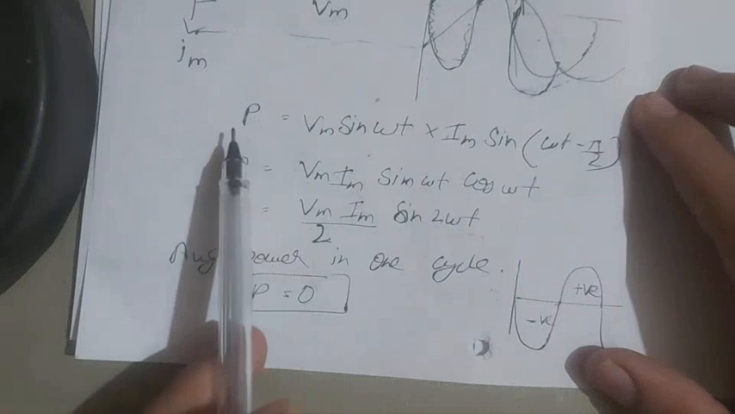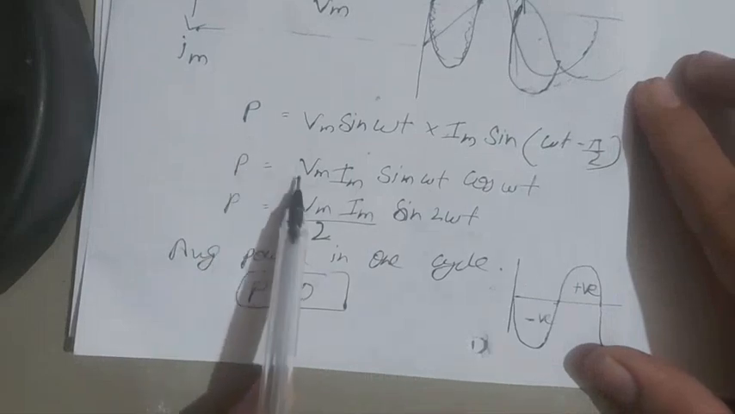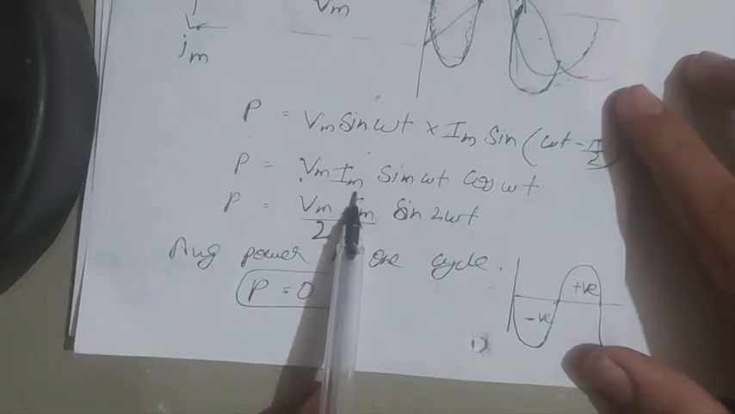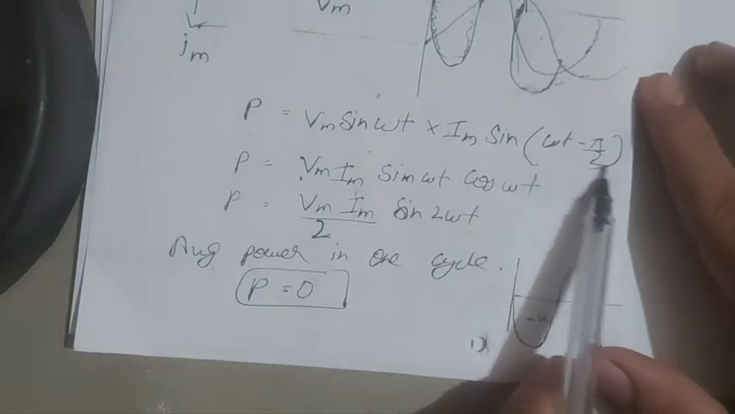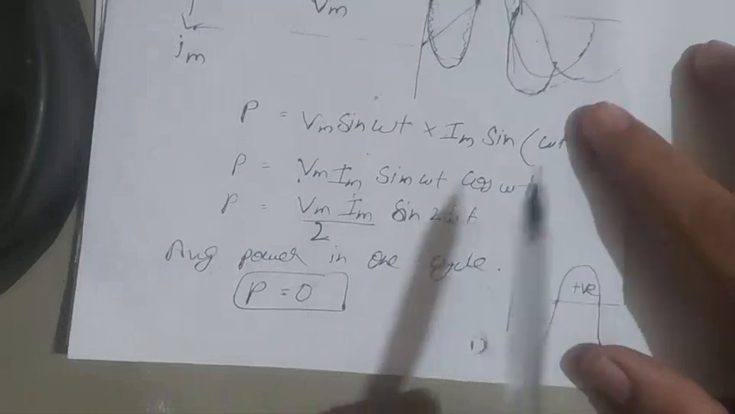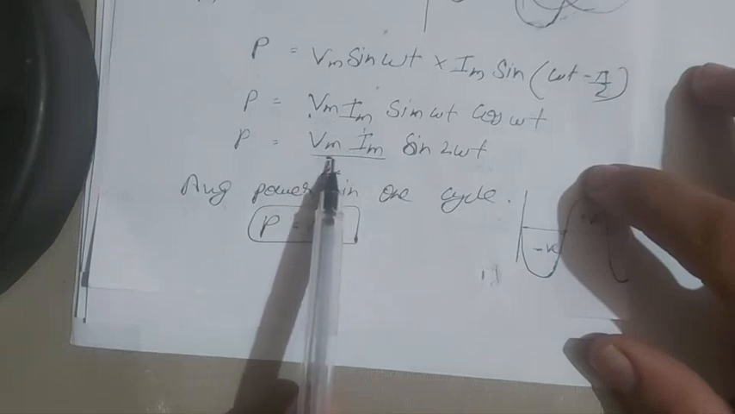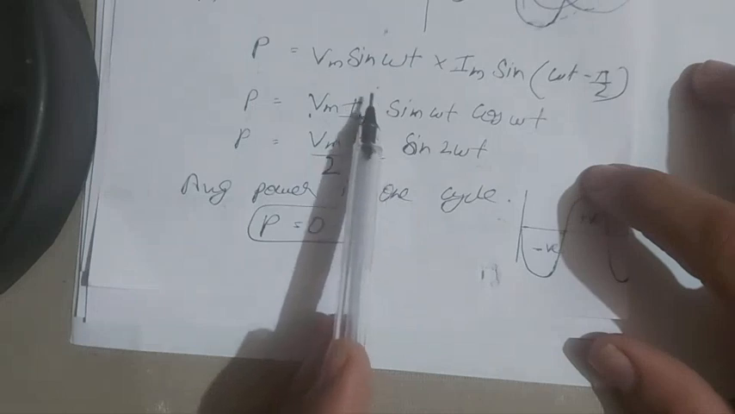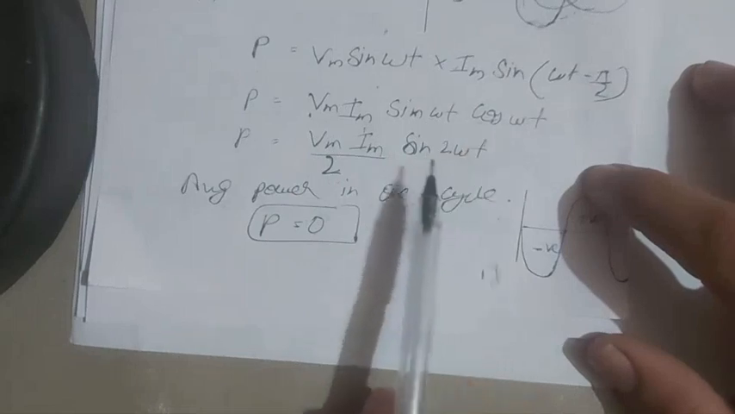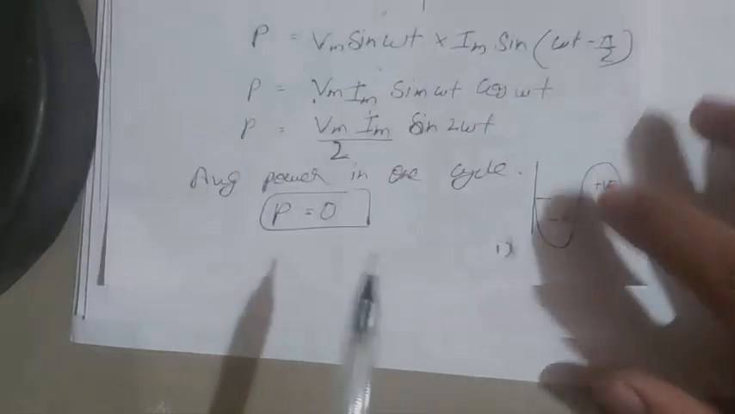So power is given by P is equal to Vm sin omega t into Im sin omega t minus pi by 2, which is Vm Im sin omega t cos omega t. Multiplying both denominator and numerator by 2, Vm Im by 2 into 2 sin omega t cos omega t. So 2 sin omega t cos omega t is sin 2 omega t, and 2 is remained.